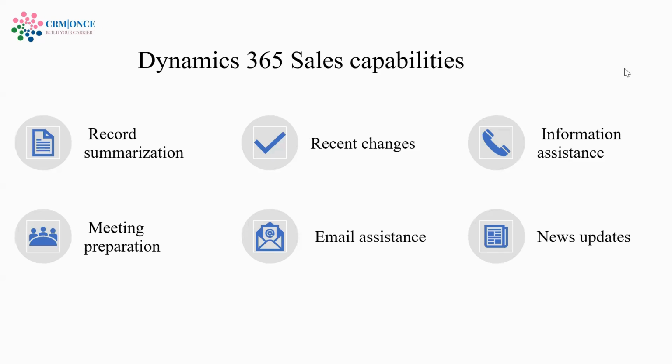The Dynamics 365 Sales capabilities we have, as I mentioned, include record summarization. They can easily get their opportunities, leads, and customer records summarized in a predefined format about the top 10 fields and the recent changes in their records or customers. They can easily prepare for meetings, and get email assistance, news updates, and information assistance as well. So let me go through a few high-level steps for each feature.